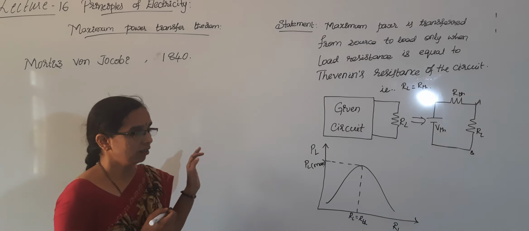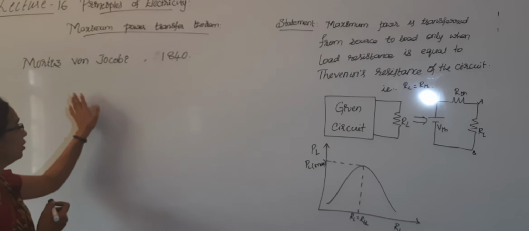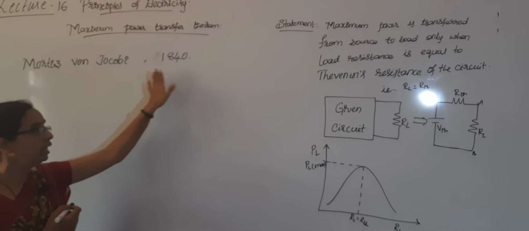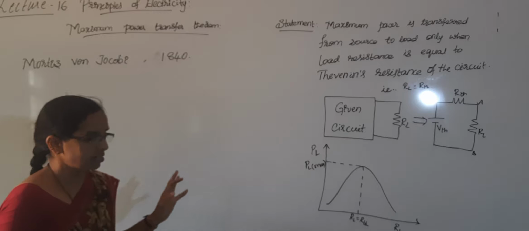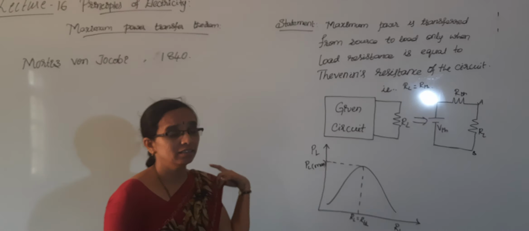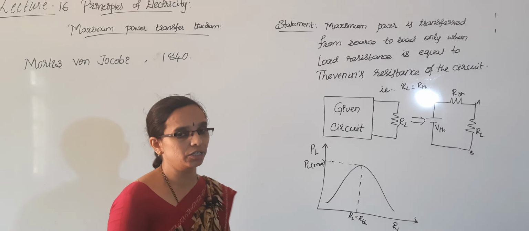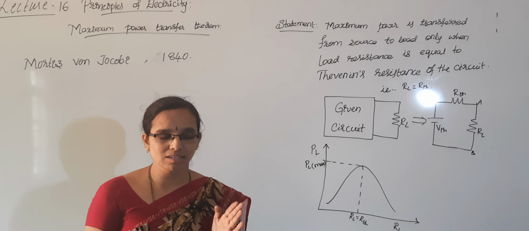Okay, here the maximum power transfer theorem was introduced by the scientist Moritz von Jacobi in 1840. What does it state? The maximum power transfer theorem states that maximum power is transferred from source to load only when the load resistance is equal to the Thevenin's resistance of the circuit. You people already know what Thevenin's resistance is.